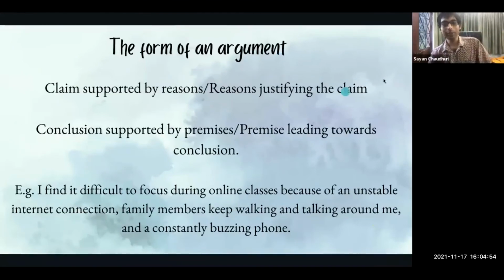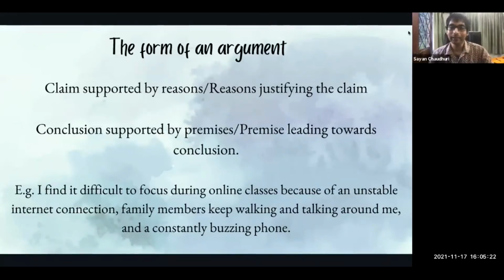Now, the structure of an argument can be understood in two forms usually. One is a claim supported by reason, or a conclusion supported by premises. Now for this workshop, I'm going to use the second definition. It's the same really, because premises are also reasons, which are supporting the conclusion or the claim, right? If I write it the other way, reasons justifying the claim, or premises leading toward a conclusion.